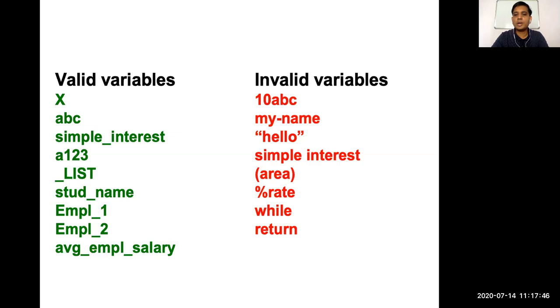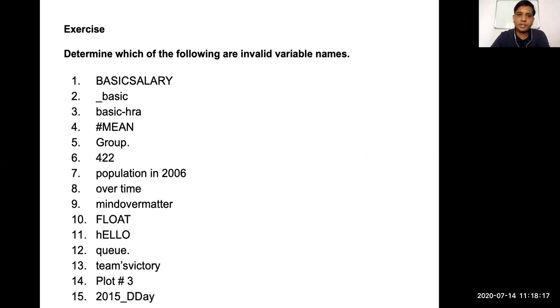Now this while satisfies all the rules, so why are while and return not valid variable names? Can anybody tell me? It's a keyword. Yes, it is a keyword. So the fifth rule for creating a variable is that your variable name cannot be a keyword. While and return are both keywords, so these are invalid variable names.